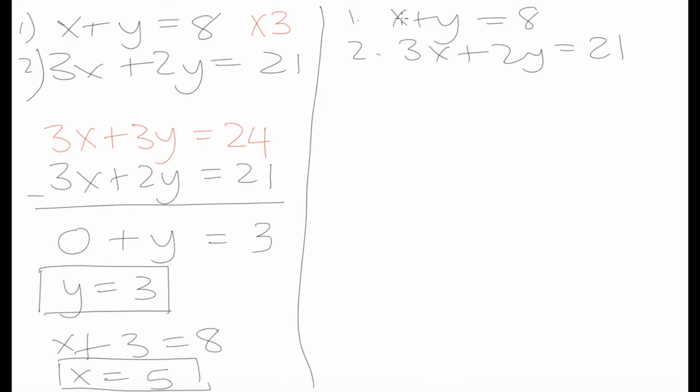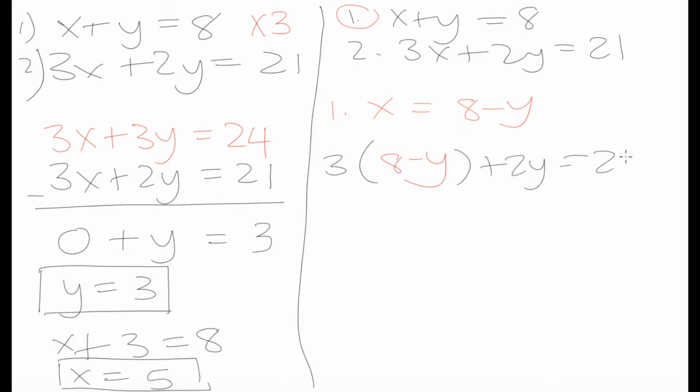So what we can do is let's rewrite this in terms of only one of our variables. So let's isolate for x. We would get x is equal to 8 minus y because we brought this plus y to this side of the equation. And now we have isolated for x. So let's plug in this value for x into our second equation. And we would get 3 times 8 minus y, plus 2y is equal to 21.